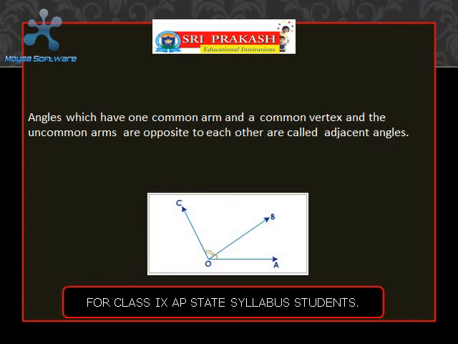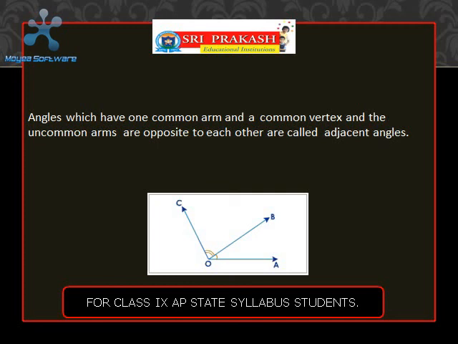So now, what is a linear pair? Angles formed by a line intersecting a straight line are called a linear pair.